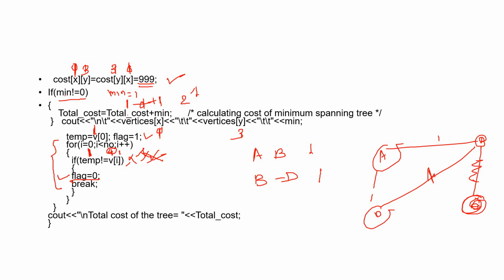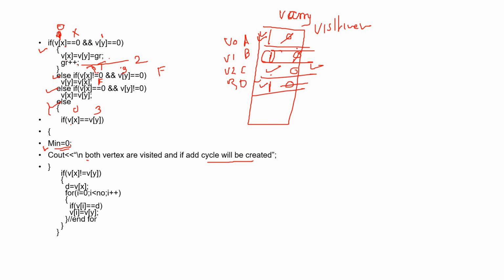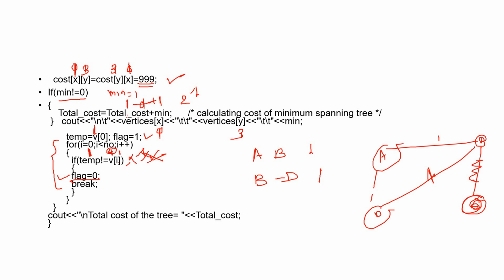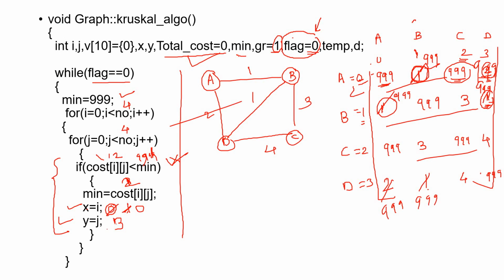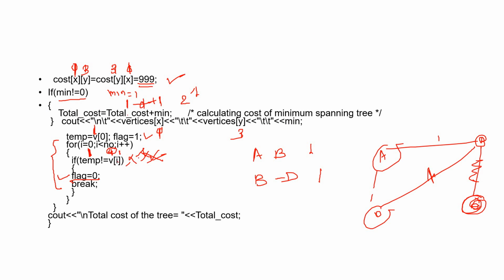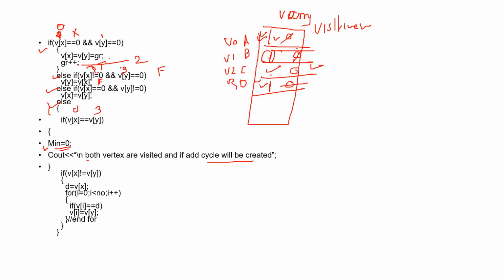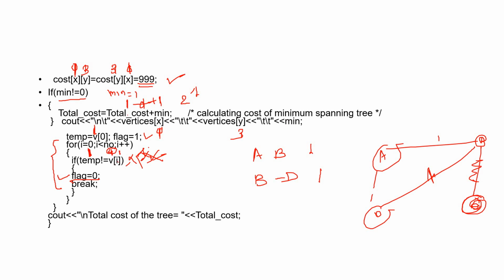That's why we have written here: if minimum is not equal to 0, then only we have to do it. And here you can see we have initialized it to 0, so it will not add that weight to the minimum cost. Again temp will be equal to v of 0. Again it will check the same. So temp is 1, v of 0 is visited? Yes, v of 0 is 1, so this condition is false, 1 is not equal to 1. Next time v of 1. v of 1 is also 1, B is there, which is also 1. So this condition is false. Now v of 2.